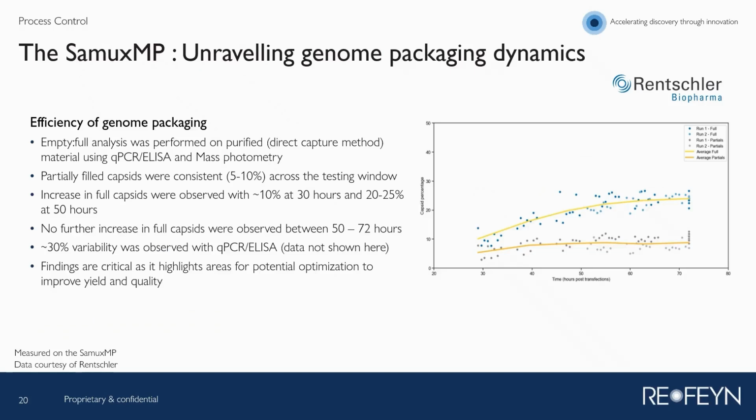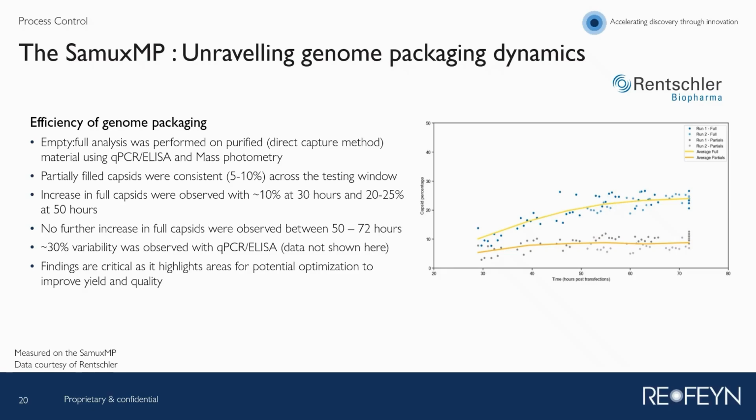This data was obtained from another industry partner, Rentschler Biopharma, where they utilized the direct capture method in combination with SAMXMP to understand genome packaging dynamics of the cellular machinery. There were 16 bioreactors running in parallel, where they took samples from each of them at regular 8-hour intervals and, post direct capture purification, tested them on qPCR, ELISA and mass photometry to understand empty-full ratios in each of those samples. The qPCR ELISA data is not shown here, but what was observed was a high variability of roughly 30% across the whole testing window.